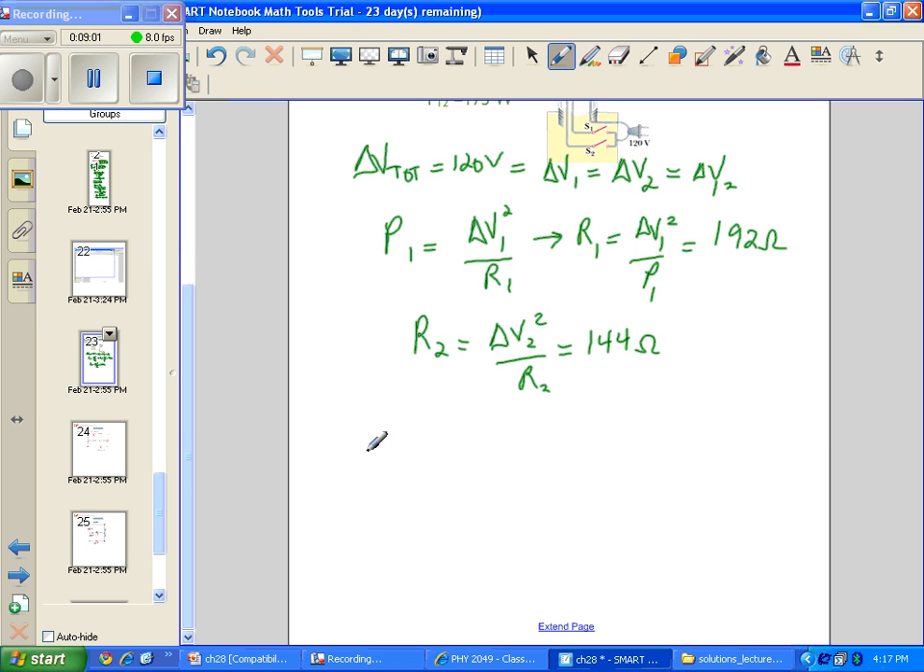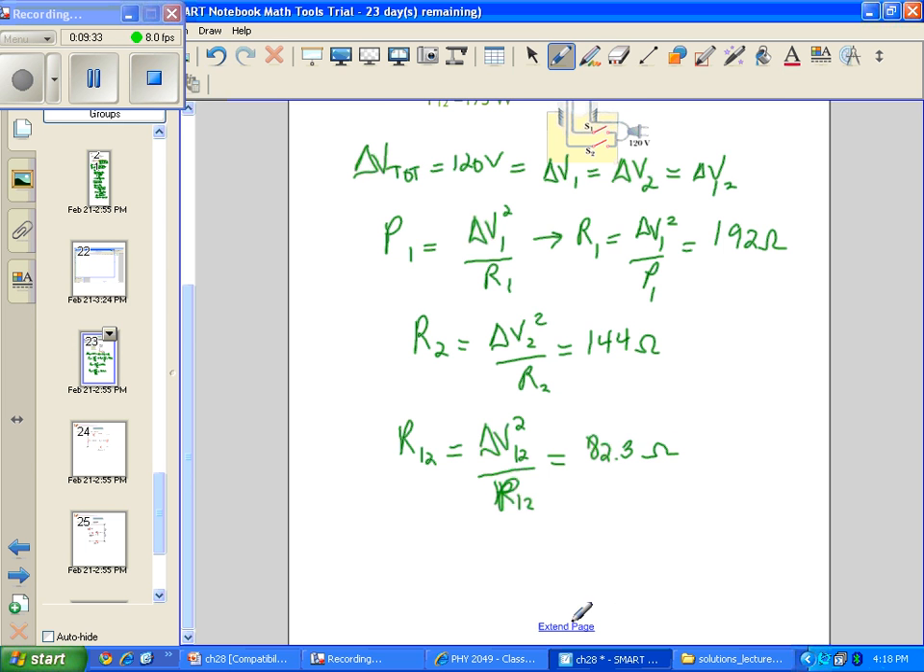Well, how about R12? R12, which we can obtain as delta V12 squared over P12, which is 175 watts, gives us a value of 82.3, is that correct? Ohms, yes.